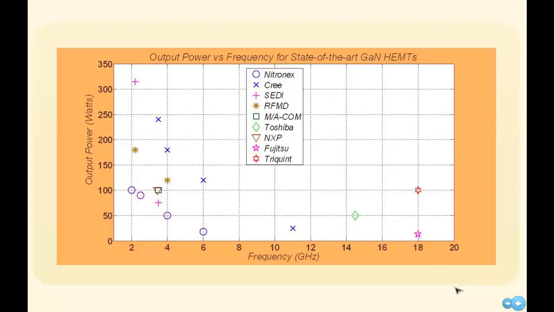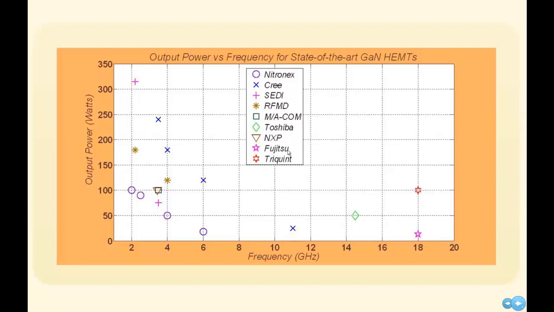You can see that up to 6 gigahertz, you get very good performance from the Cree devices, which I worked with extensively. At around 2 gigahertz, you get a really high power device fabricated by SEDI, which is Sumitomo Electric Device Innovations, formerly called Eudyna Devices. Then when you go further up in frequency, Cree have managed to extend their range up to 11 gigahertz. Above that, we get Toshiba, who are able to produce about 50 watts at over 14 gigahertz, which is very, very good. And also we get TriQuint and Fujitsu, who are able to go up to 18 gigahertz in frequency.